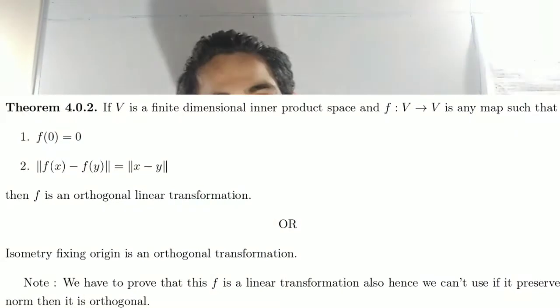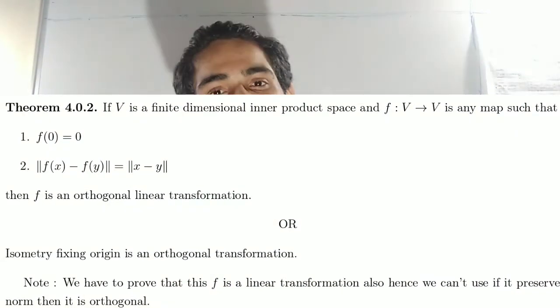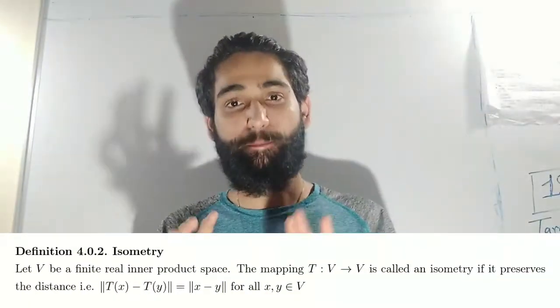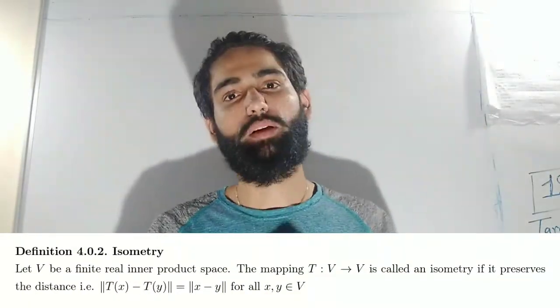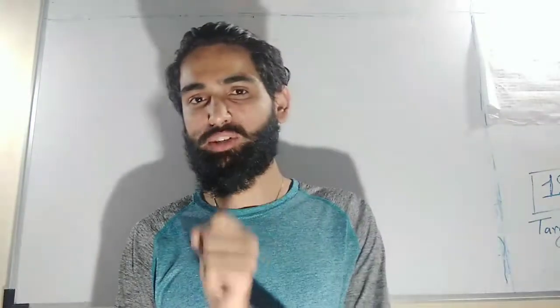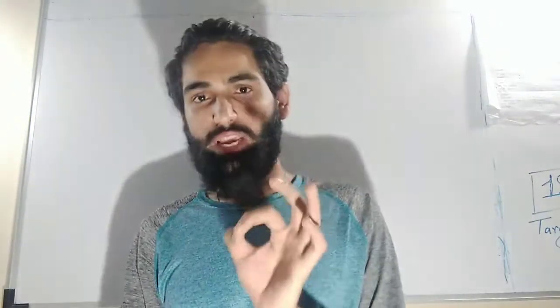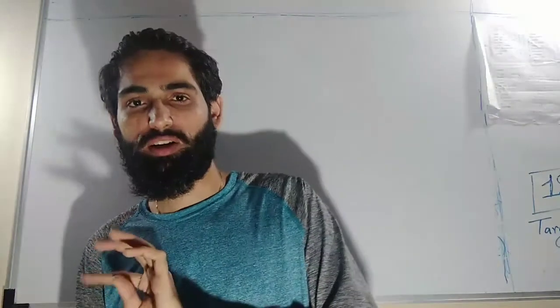In this video, we'll be doing this theorem. Before starting this theorem, let me just revise the definition of an isometry. An isometry is a map which preserves the distance. So while proving something as an isometry or not, no need to check is this a linear transformation or not. Okay, so isometry is just a map, not necessarily a linear map.